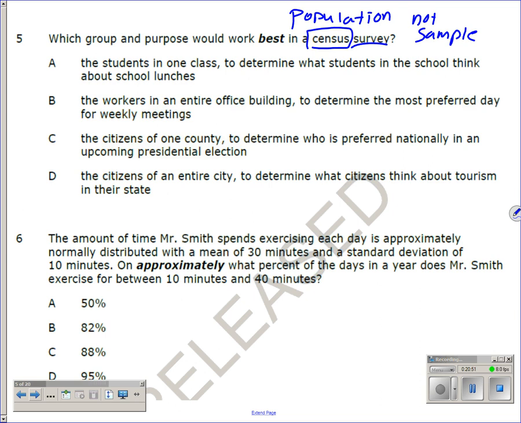B? Why B? Think about what the population is. We're asking everybody in the office building, and the population we're trying to determine is everybody in the office building, because we're talking about the most preferred day for weekly meetings. The population is the entire office. Like here, we're doing one class to the whole school. We're doing one county to the nation, and we're doing a city to the entire state. So none of those work.